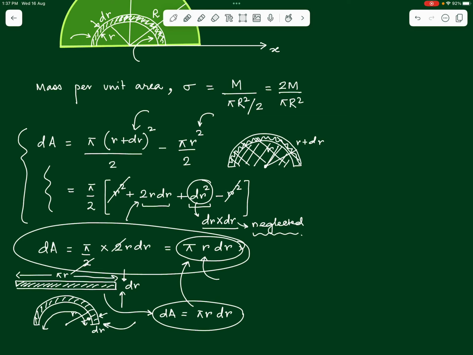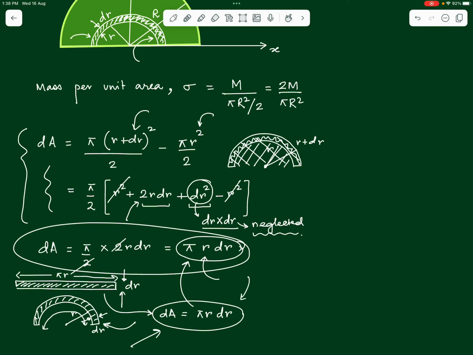We shall be using this particular process later on also in other exercises. So understand that we can always consider the small area as the length of a certain portion of the area multiplied by its thickness, length into width. This always gives you the area. Okay, directly we can use this.